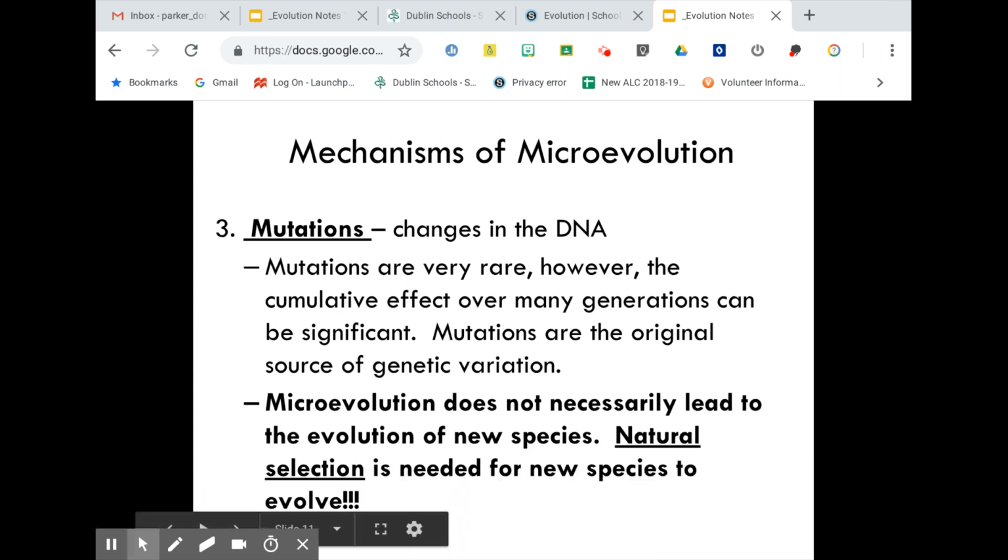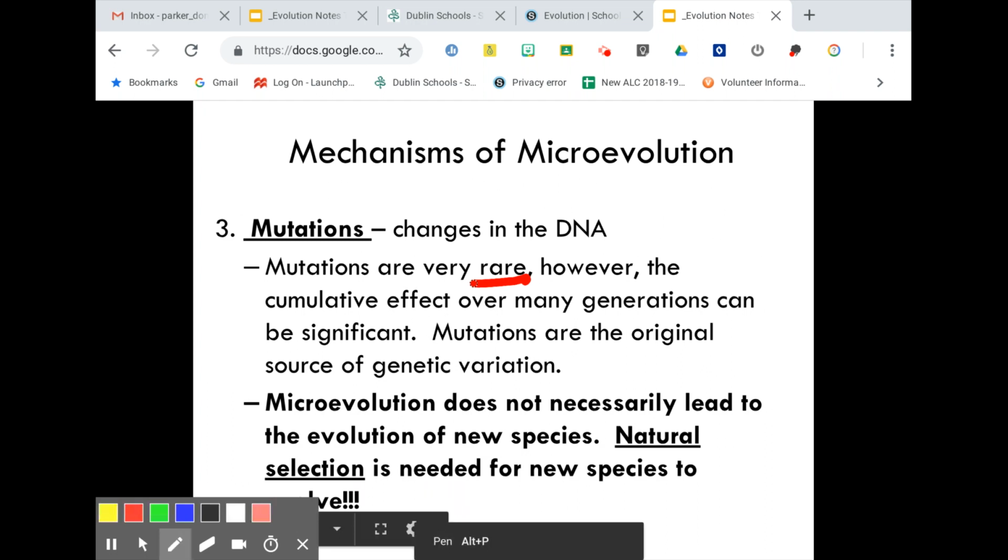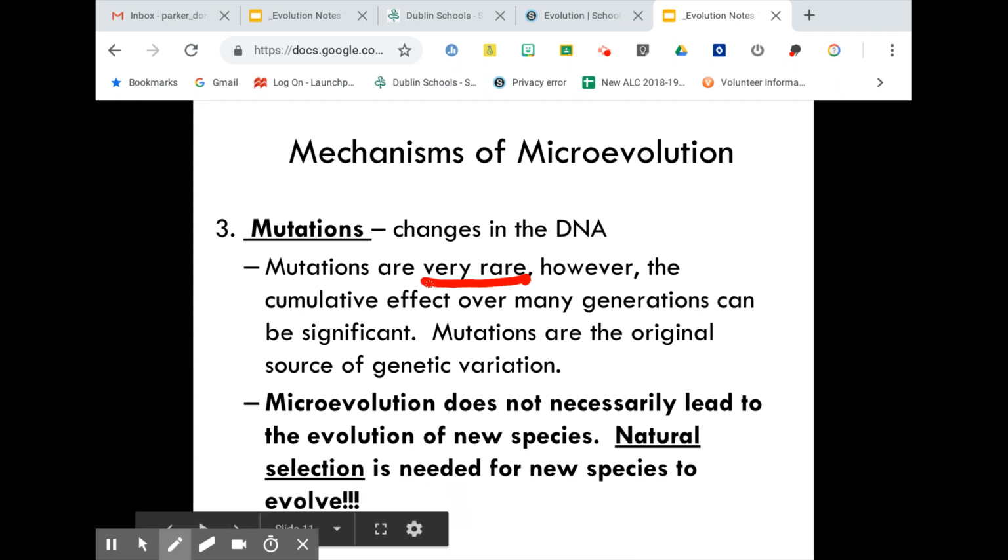And then last but not least, mutations are a way that microevolution can occur. I mentioned this before, this is not very common. However, they can have a cumulative effect over several generations, and mutations are the original source of genetic variation. So scientists are able to track back some of those original mutations and start to see how they increase genetic variation from the beginning. The key thing is that microevolution doesn't necessarily lead to the evolution of a new species.